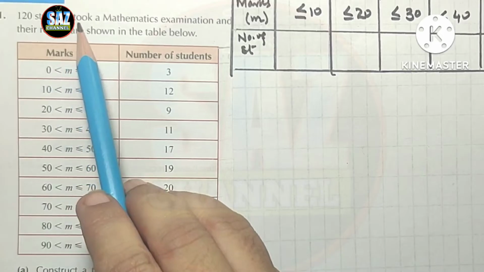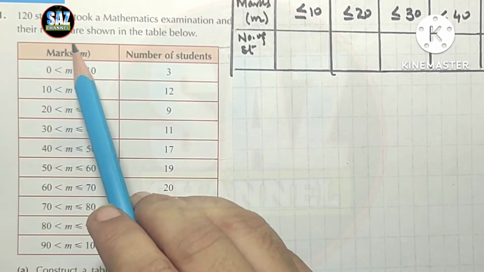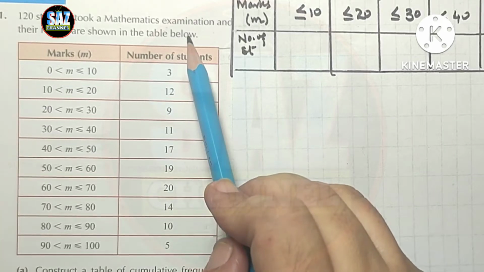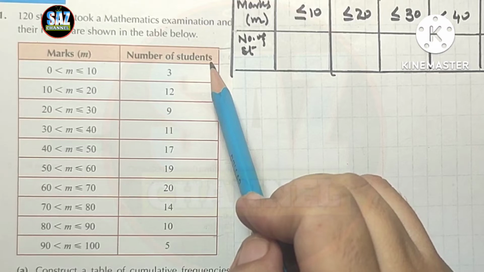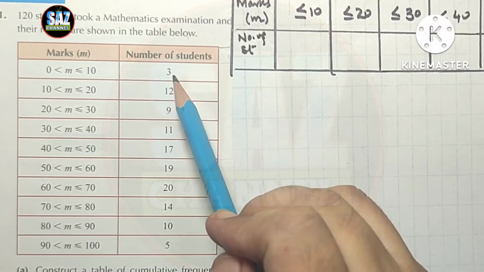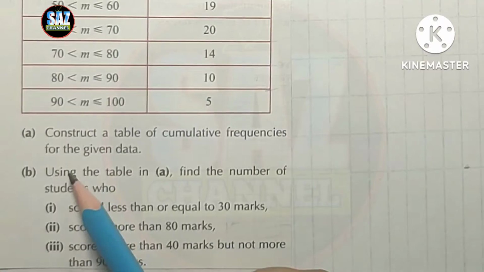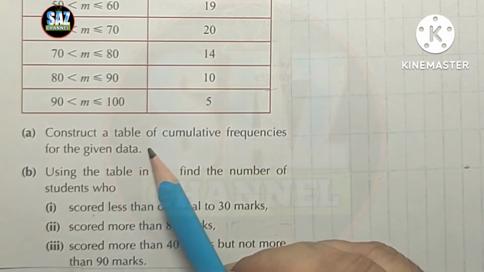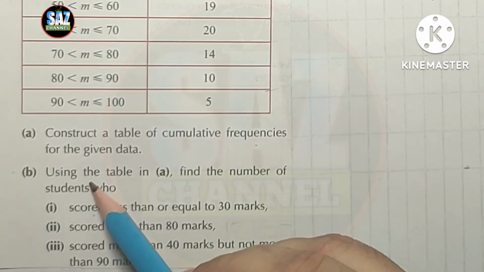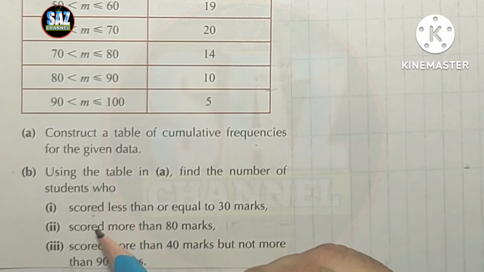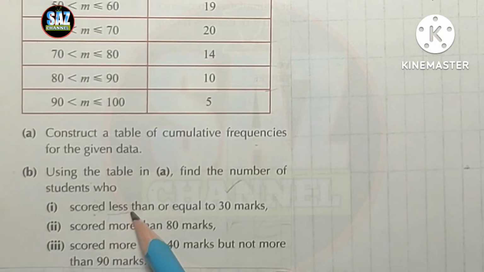Question 1 says 120 students took a mathematics examination and the results are shown in the table below. We are given the marks and the number of students. For example, if the students are 3, the marks are between 0 and 10, and so on. The first requirement of the question is that we construct the cumulative frequency table, and then from the table find the number of students who scored less than or equal to 30 marks.